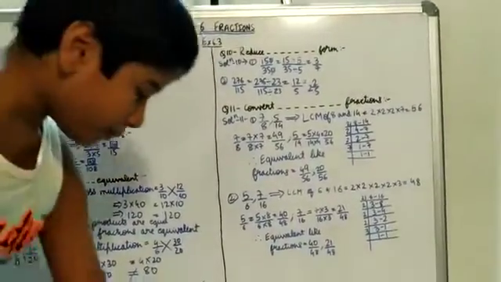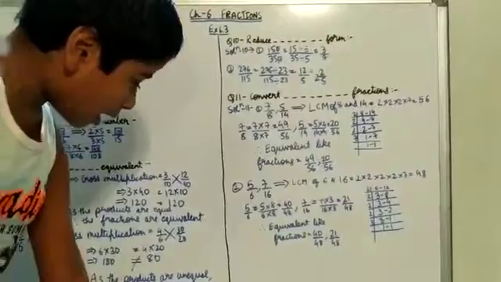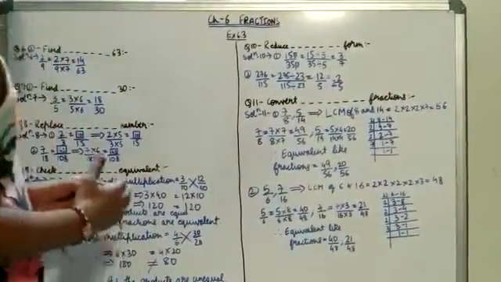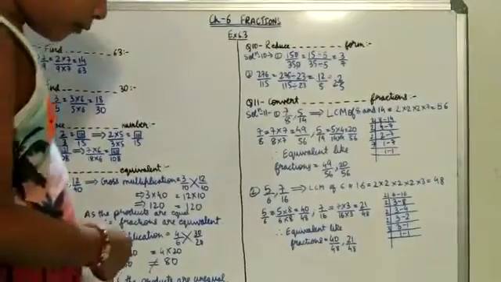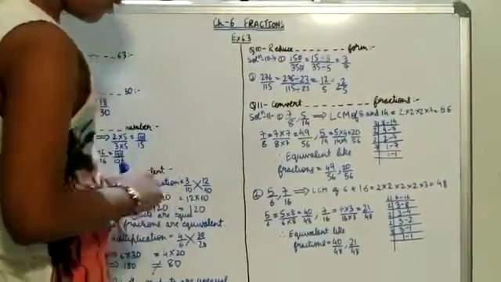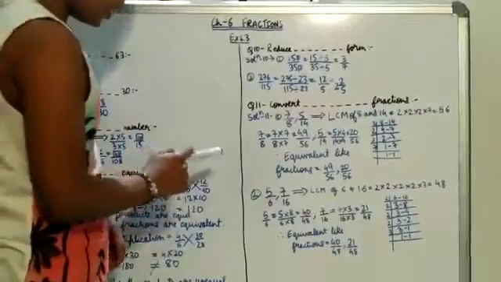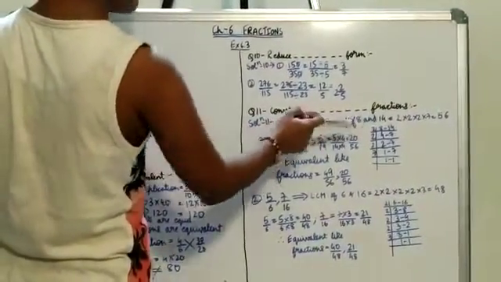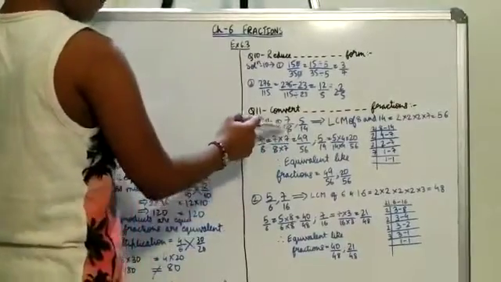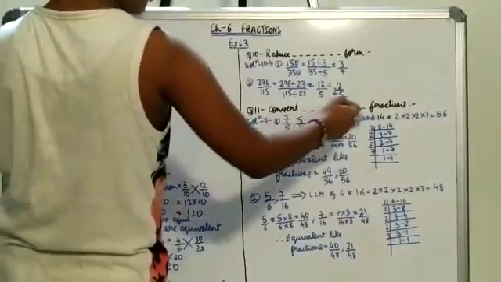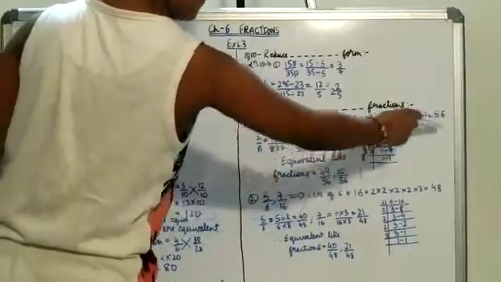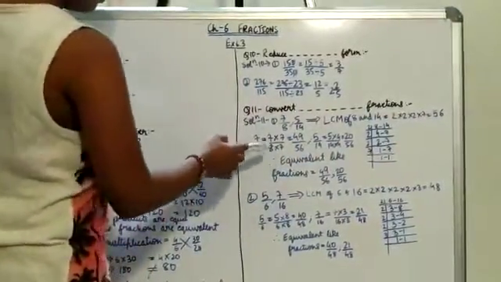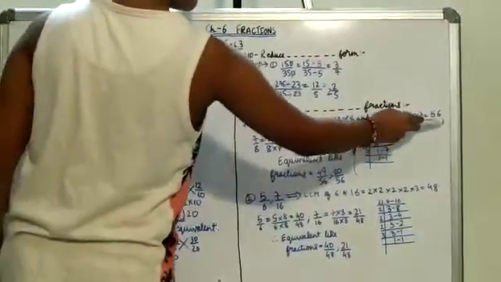Question 11. Convert the following fractions into equivalent like fractions. Here we have to convert the following fractions into equivalent like fractions. For that, first find the denominators. First we have to find the LCM of the denominators, 8 and 14. The LCM of 8 and 14 is 56. So it will be 56 here.